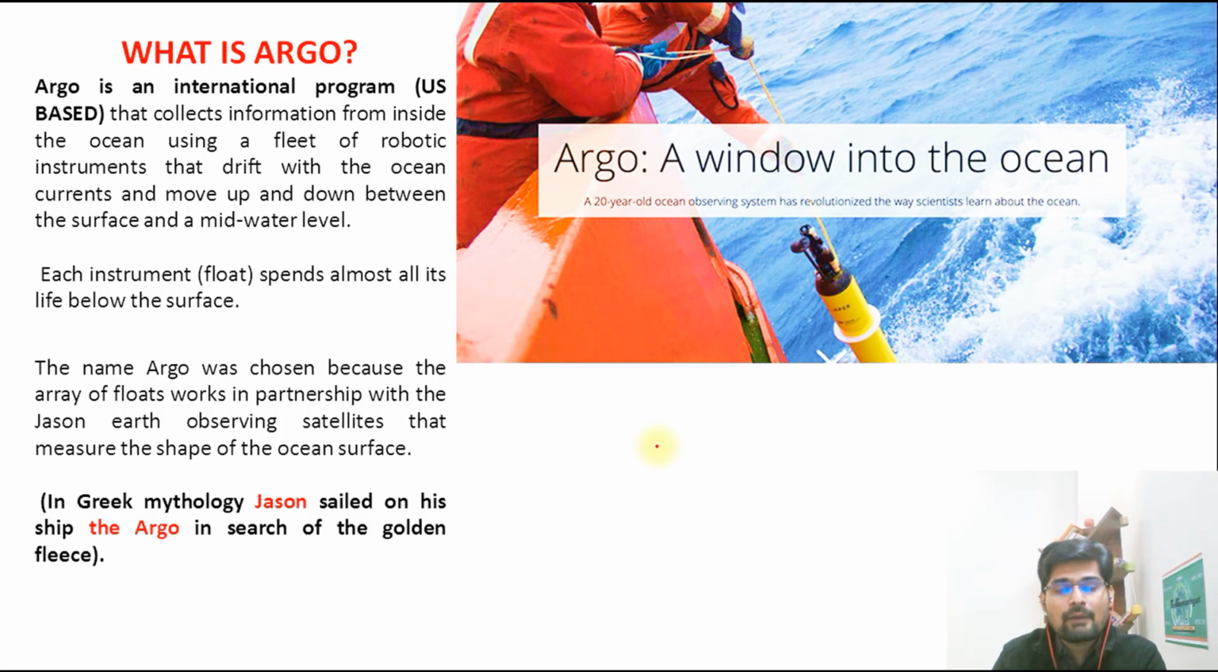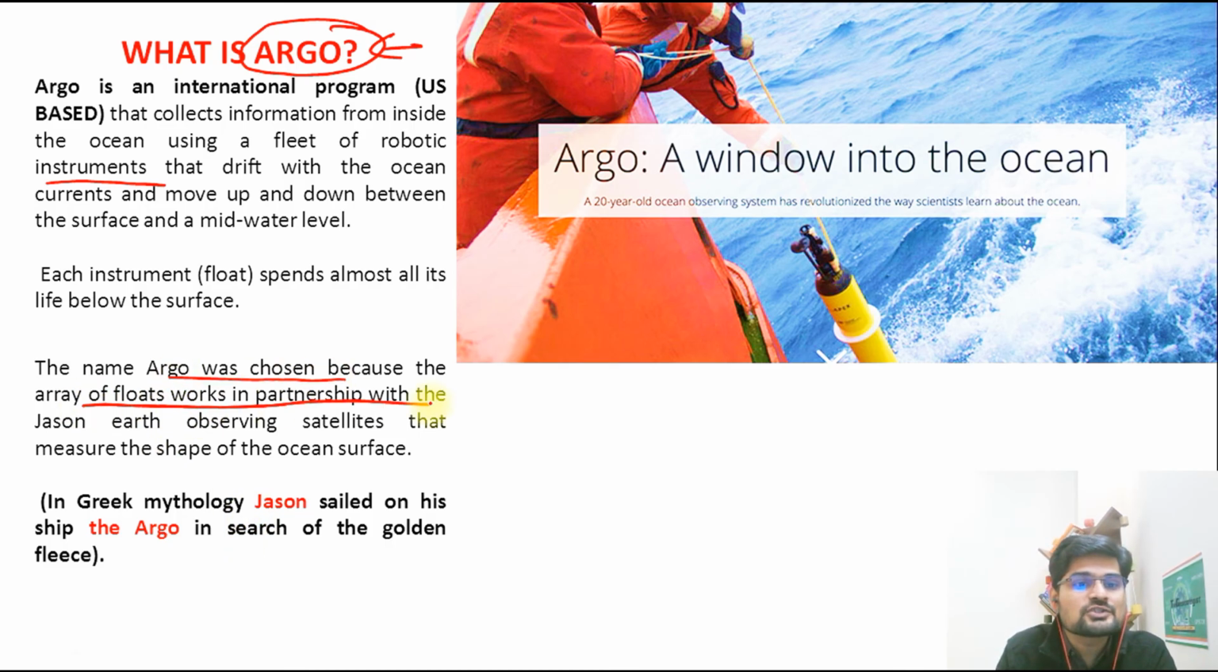Now, apart from whatever we have learned in terms of measurement, the new international program associated with salinity measurement is called the ARGO program. Remember this word ARGO. It is associated with the collection of information from oceans using a fleet of robotic instruments. That is the new science and technology based approach. And where is this name coming from? The name ARGO was chosen because the array of floats work in partnership with the Jason Earth observing satellites.